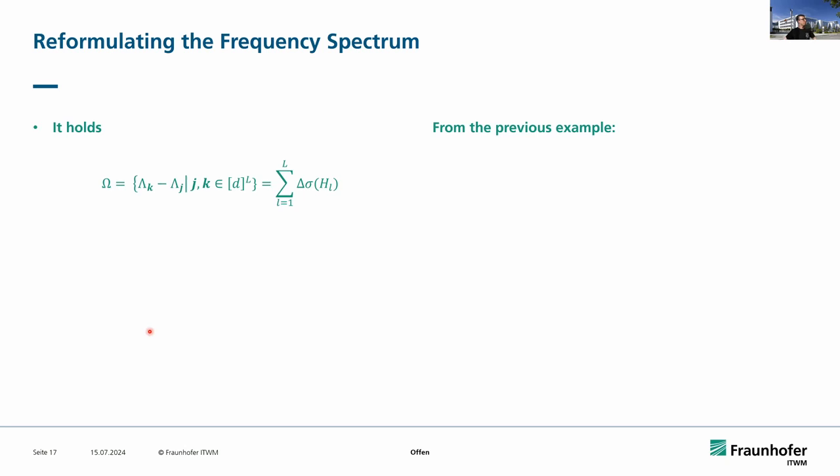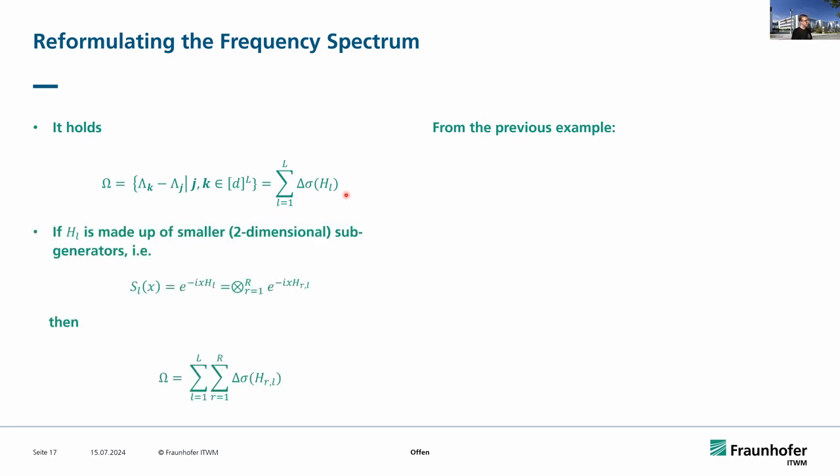Now back to the frequency spectrum. With that definition, we can reformulate the formula for the frequency spectrum. You remember that was the formula on the previous slides, and we can reformulate it to that: the Minkowski sum over the difference set of the eigenvalues of the generators. Now, if the generators are made up of smaller subgenerators, like I said on the previous slide, then you can split it up even further, and you introduce a second sum and get nearly the same formula.